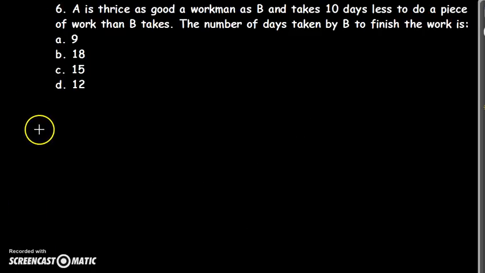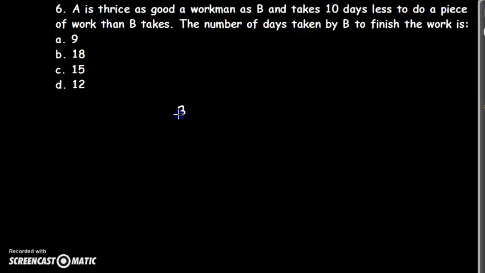Let us attempt another question related to efficiency. A is thrice as good a workman as B and takes 10 days less to do a piece of work than B takes. The number of days taken by B to finish the work is, as we discussed in the last question as well, that efficiency is nothing but the work done divided by the time taken. If A is thrice as good a workman as B, it is same as saying A is thrice efficient. And it can also mean that A takes 1/3 of the time that B takes to finish a job.